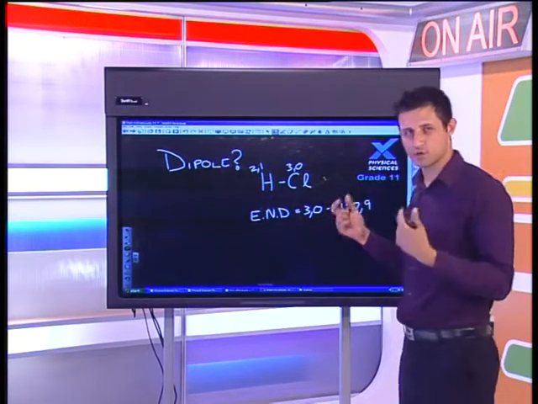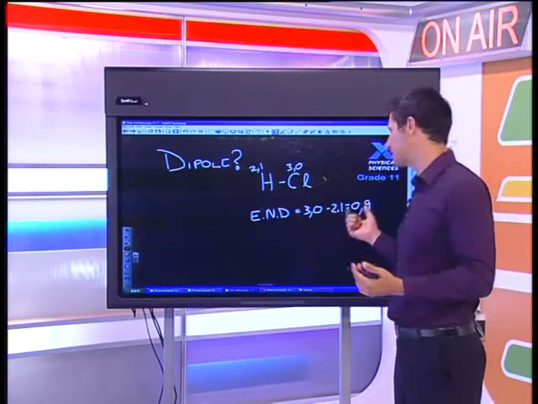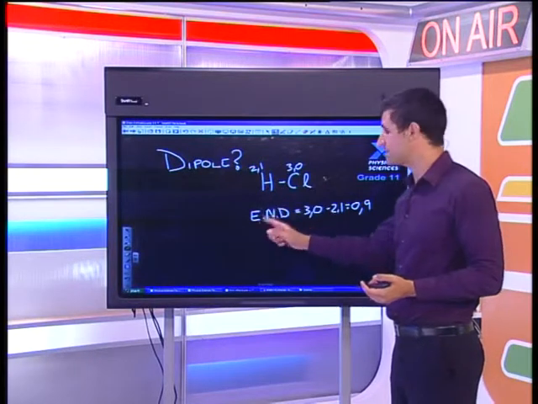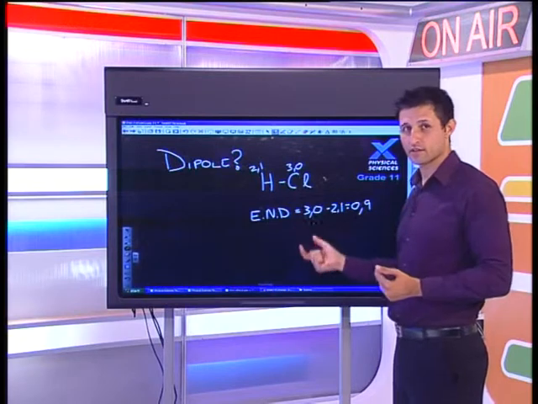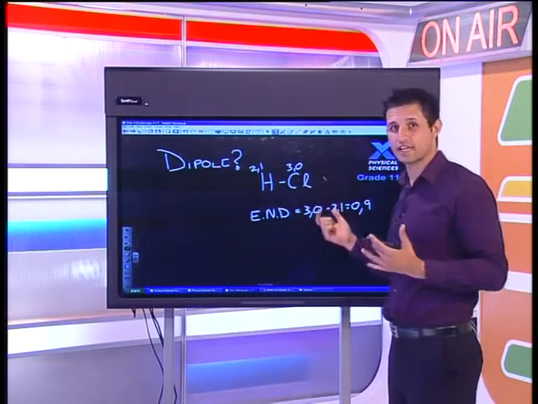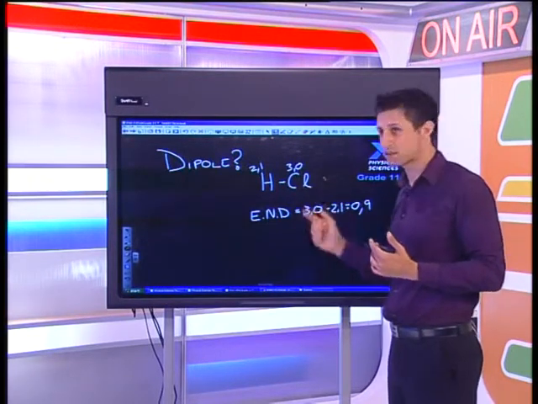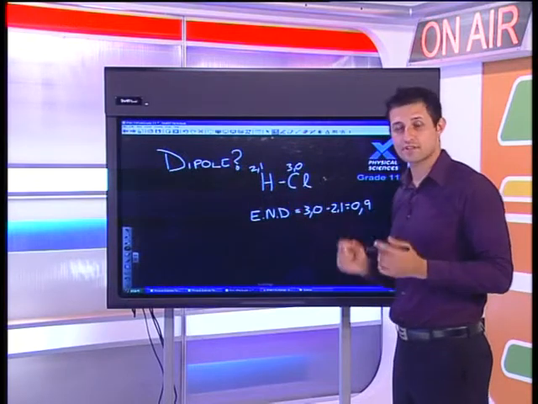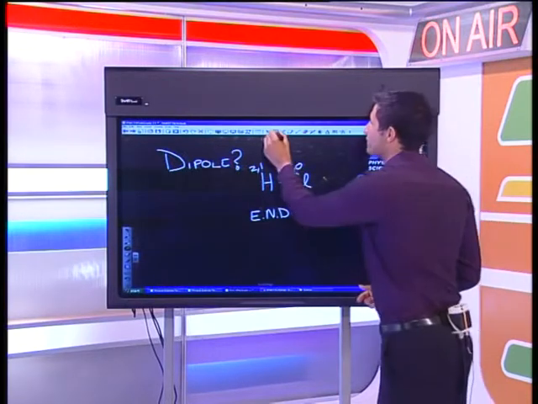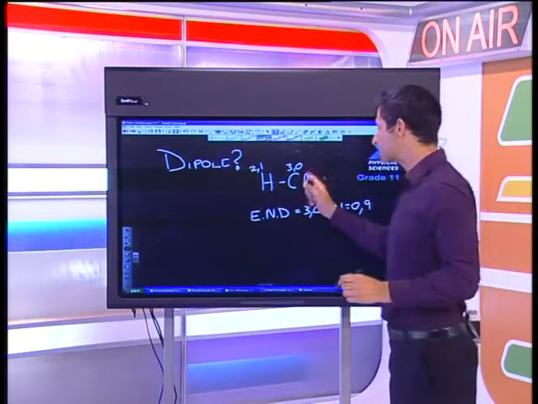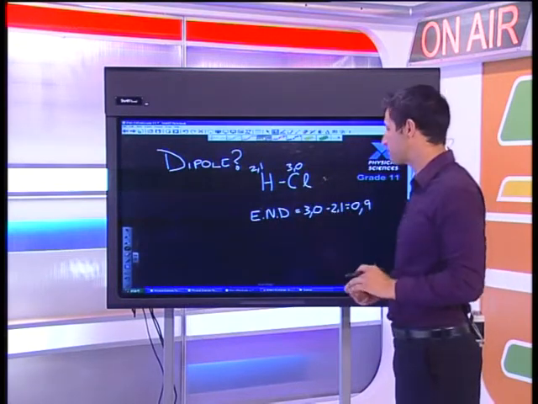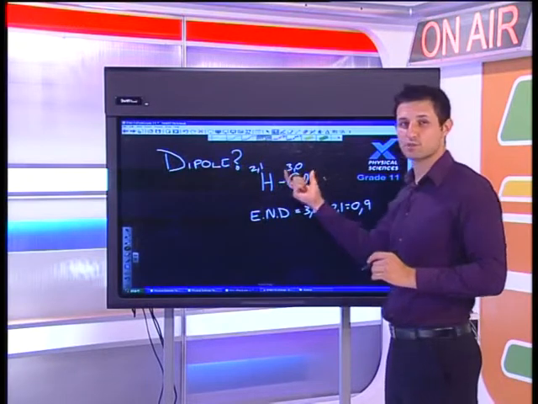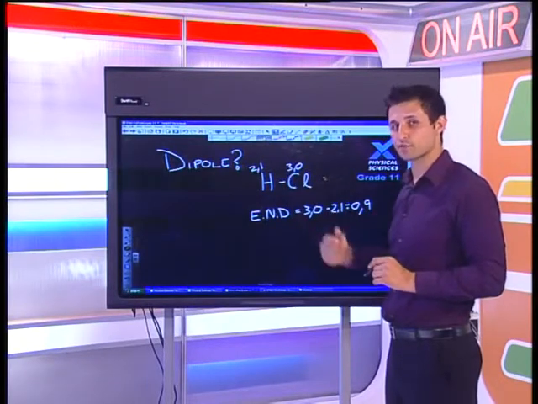Now this number seems quite meaningless. What does it actually mean if they have an electronegativity difference of 0.9? That means that the chlorine is going to grab all of the electrons, all of the negative to its side, and hydrogen is going to be left slightly without. Now this has a very important effect. Chlorine is going to grab some of those electrons in the sharing agreement between them, and this is going to be a polar covalent bond.